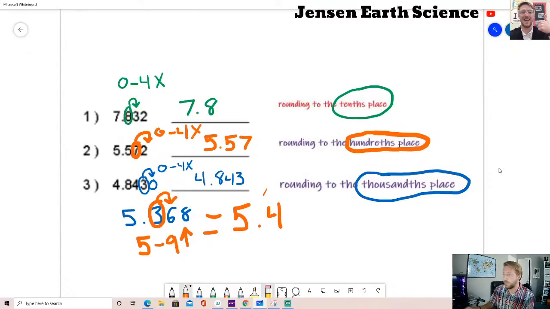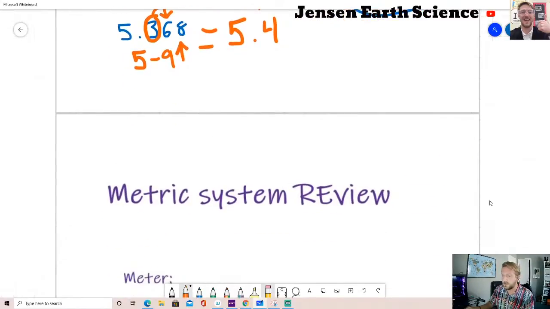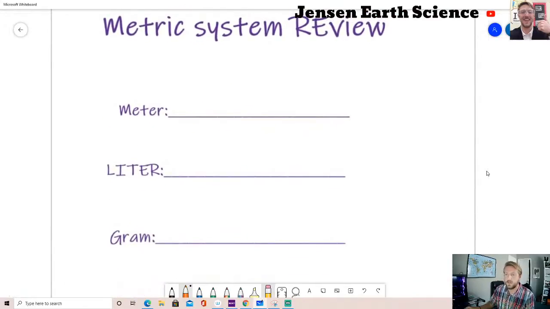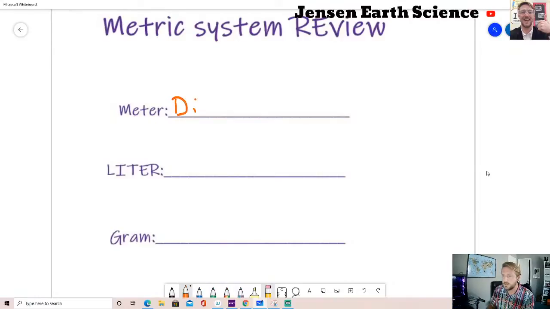All right, that is a quick review of rounding. I'm going to move down to our metric system review, and we'll reveal the 3 basic units for the metric system. The meter, the liter, and the gram. We'll start with the meter. For meters, what you need to know is that it measures distance.